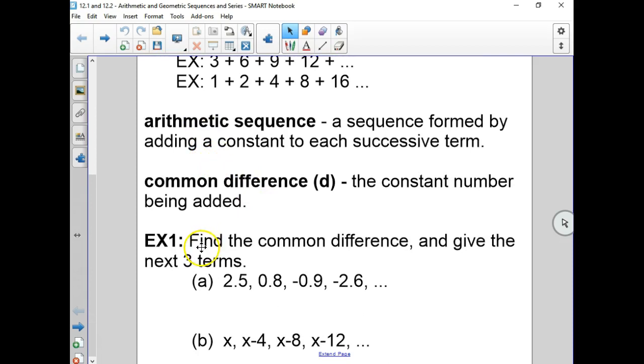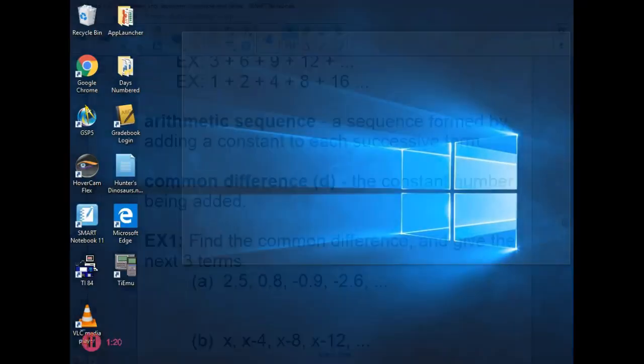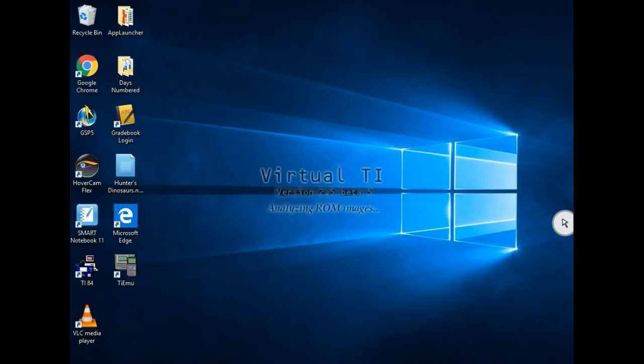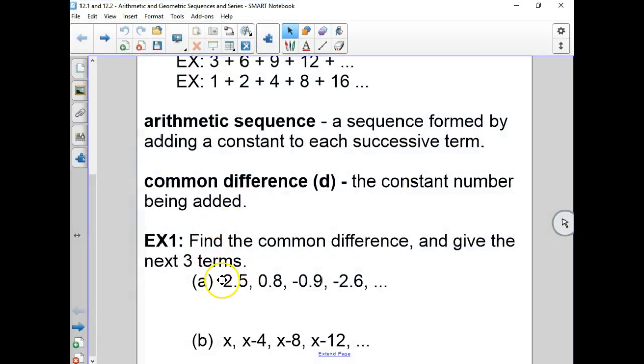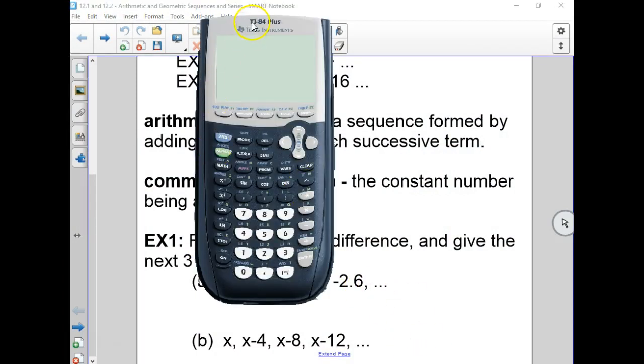So, for example, if we were supposed to find the common difference and give the next 3 terms for these, we're looking for the pattern that is happening here. So let's grab the calculator real quick for this. So we've got 2.5, 0.8, negative 0.9, negative 2.6. So we can see that this is decreasing.